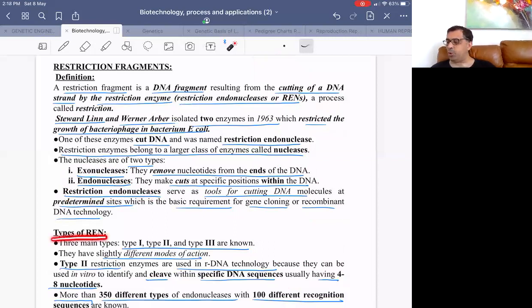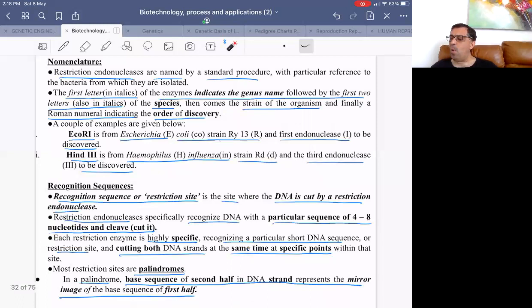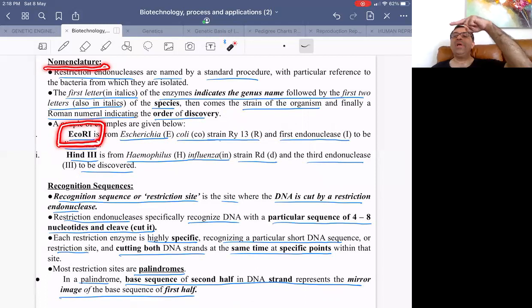There are three main types of restriction endonuclease enzymes: type 1, type 2, and type 3. And we will use type 2 restriction enzymes in recombinant DNA technology. So we use this type 2. And how are restriction enzymes named? What is their nomenclature? For example, a very commonly used enzyme, EcoRI. EcoRI is a commonly used restriction endonuclease enzyme.